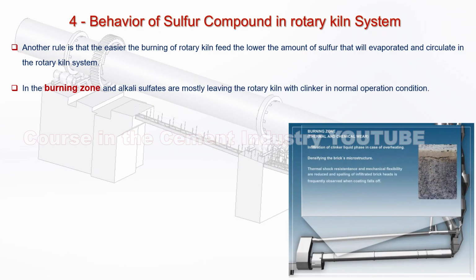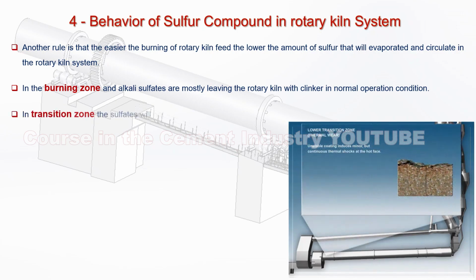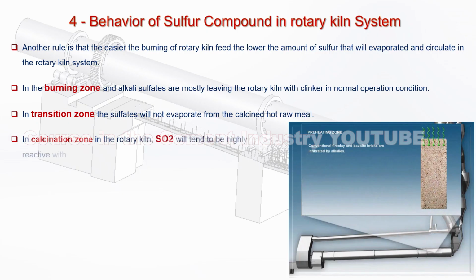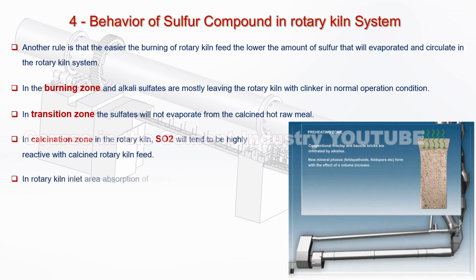12. In transition zone in the rotary kiln, the sulfates will not evaporate from the calcined hot rawmill. 13. In calcination zone in the rotary kiln, SO₂ will tend to be highly reactive with calcined rotary kiln feed. 14. In rotary kiln inlet area, absorption of sulfur compound will be slow.